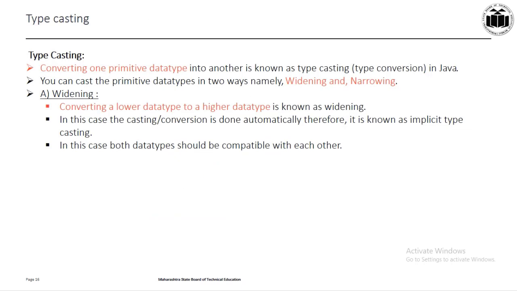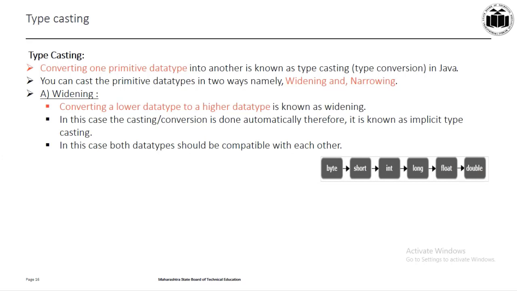Typecasting means converting one primitive data type into another, which is known as type conversion or typecasting in Java. You can convert the primitive data types in two ways, either by widening or by narrowing. Widening is nothing but converting a lower data type to a higher data type. In this case, the conversion is done automatically, therefore it is known as implicit type casting. Both data types should be compatible with each other.